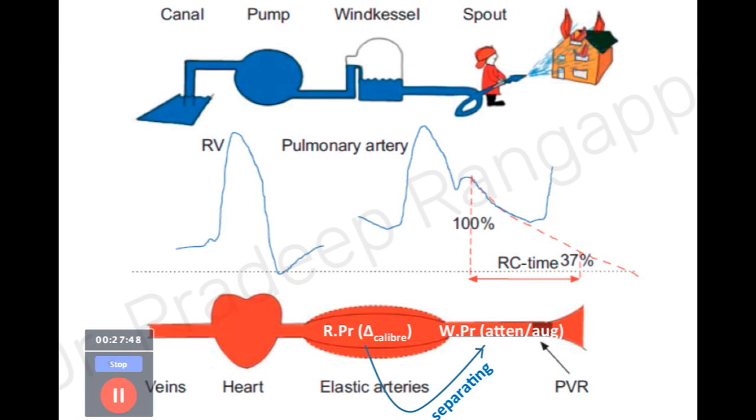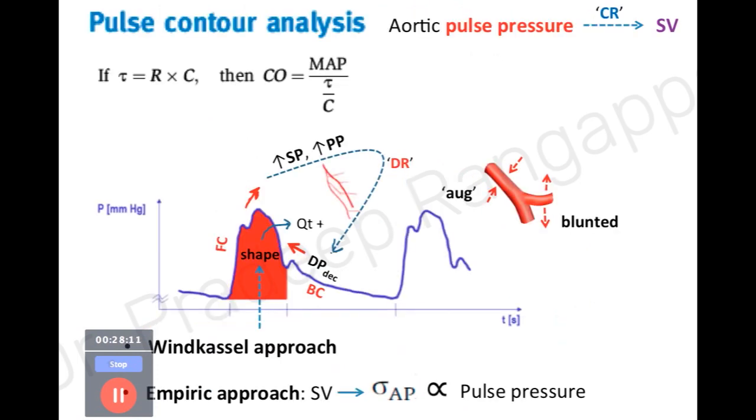As I showed you in the last slide, vasoconstriction and vasodilation will have an influence on the wave pressure, and the reservoir pressure is basically dependent on the systolic forward compression and the peak systolic excursion. So these two are looked at as separate entities and cardiac output is determined. That is the Windkessel approach. The simplest way for us is to correlate stroke volume as a standard deviation of arterial pressure, which is directly proportional to the pulse pressure.